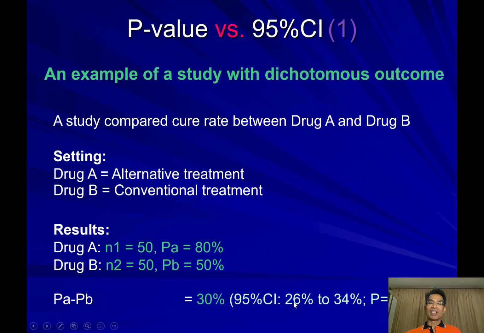And this is the calculation for the confidence interval, which gives 26% to 34%, and the p-value of this. Everything is the same as the previous episode about how to calculate this. The change is about how the standard error is calculated. That means if we understand this, we can apply it to any.